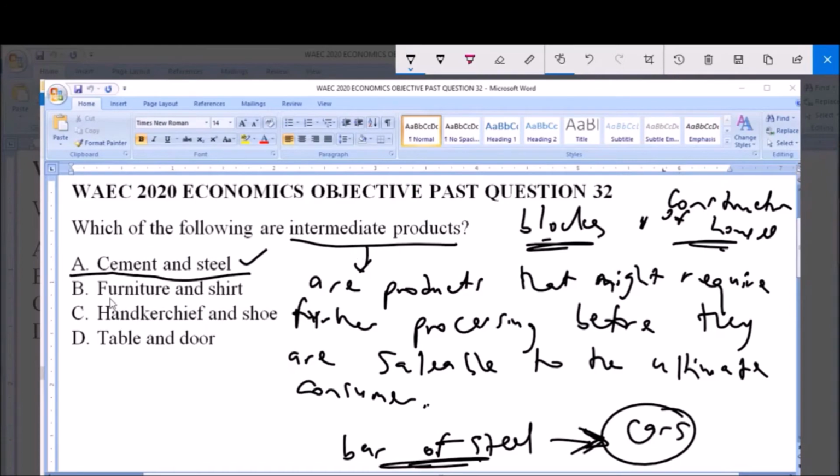The other options, look at B, furniture and shirt, do not require further processing before they are sold. You buy a shirt the way it is and you use it that way. Likewise, furniture, you buy chairs, tables the way they are and use them the way they are. Handkerchief and shoes as well, and also tables and doors. So as we have rightly explained, cement and steel are intermediate products.